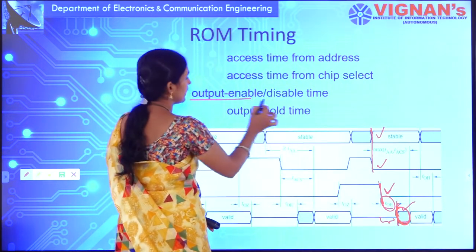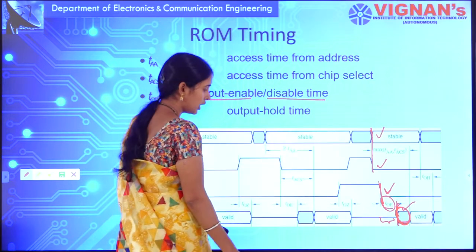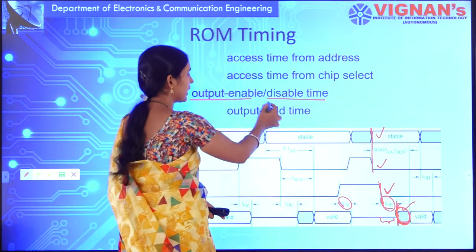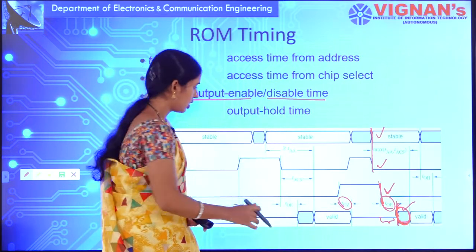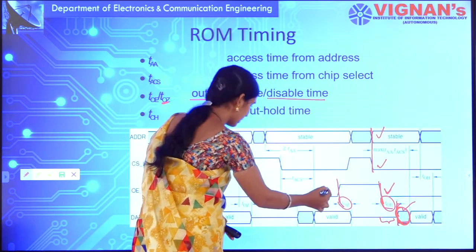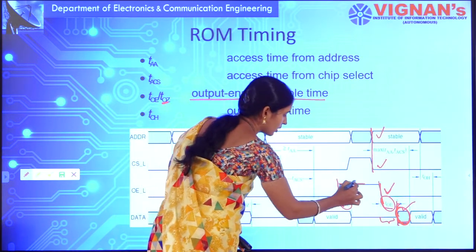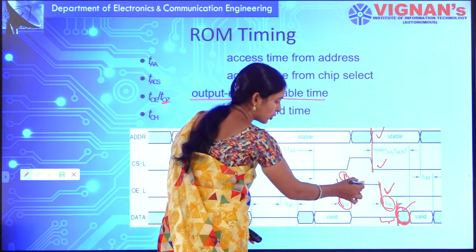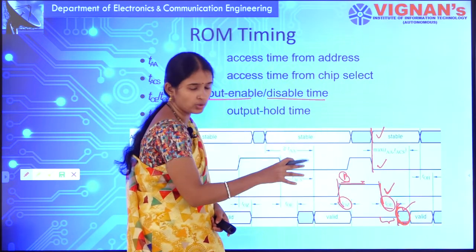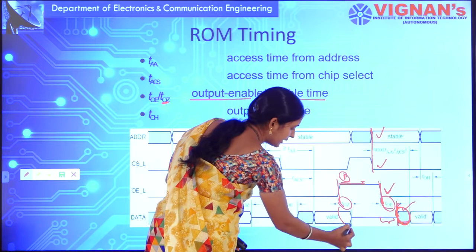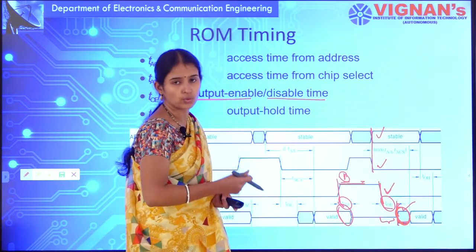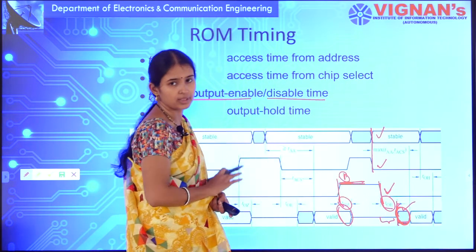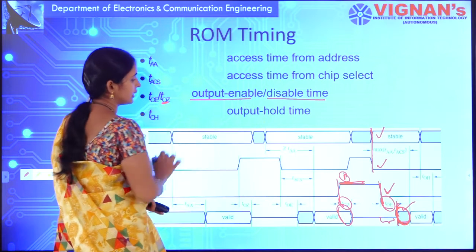Whereas TOZ indicates your disabled time. What is your TOZ? Disabled time means you are disabling the output. See here, output enable is active high, so 1 indicates that you are disabling your output, but even though you are disabling your output, you are still getting some valid data. That is your disabled time.